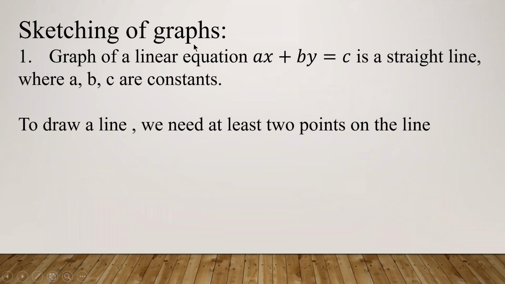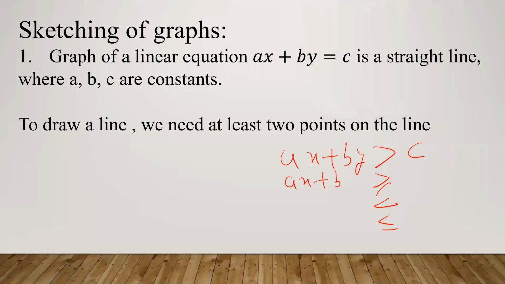Now, sketching of the graph. Any equation which is of this type, ax plus by equal to c, where a, b, and c are constants, it is a straight line. So if you draw the graph of such an equation, you will get a straight line. But if instead of equal, if you have this type of sign, greater than or equal to, or less than or equal to, then this type of expression is not called an equation, it is called an inequation or inequality.